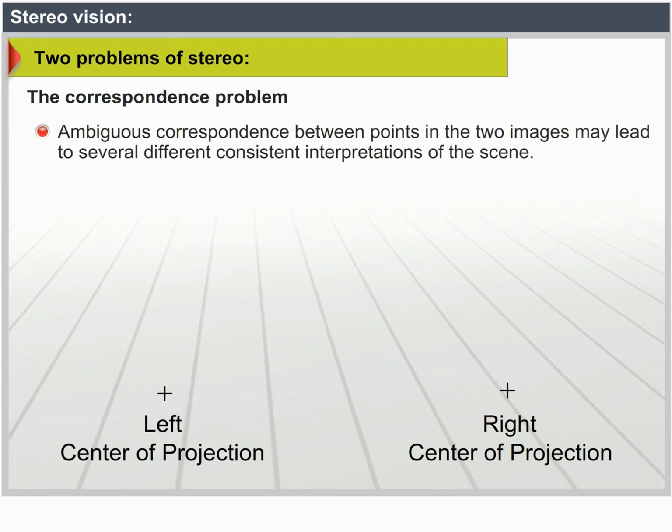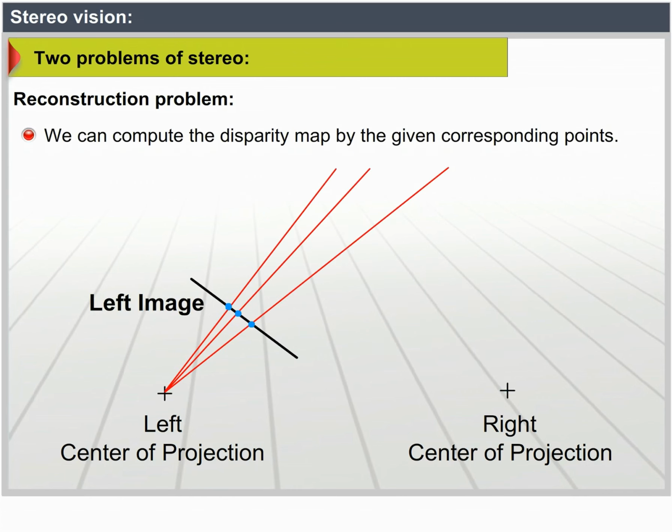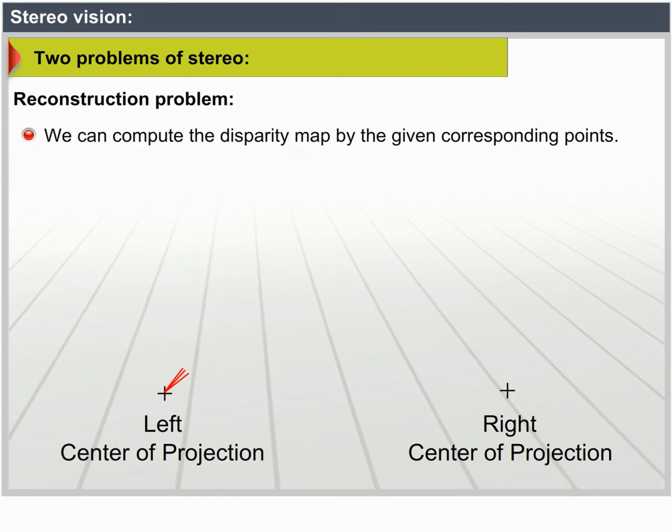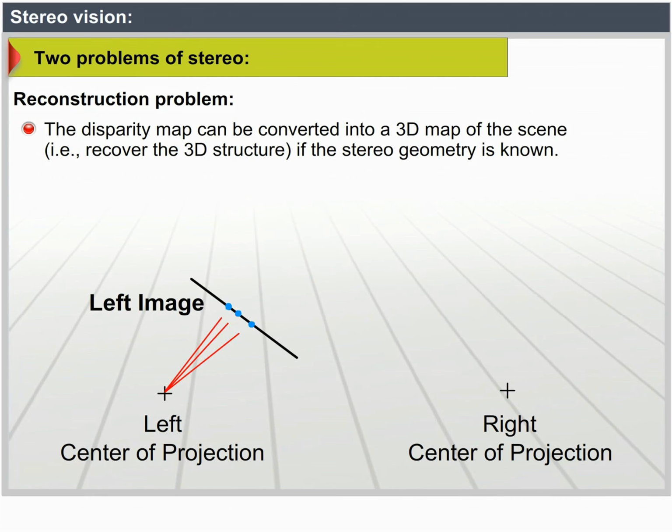Reconstruction problem. Given the corresponding points, we can compute the disparity map. The disparity map can be converted to a 3D map of the scene, that is, recover the 3D structure if the stereo geometry is known.